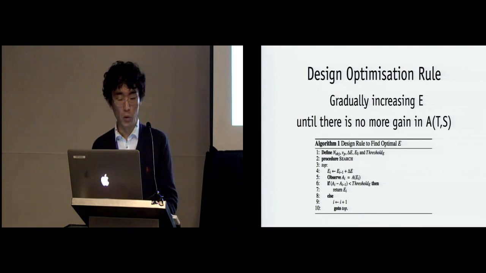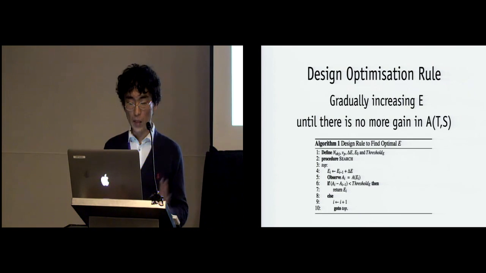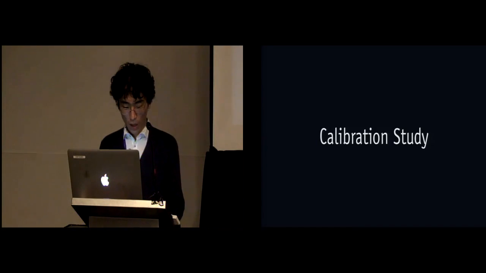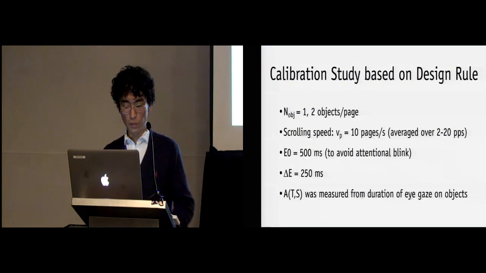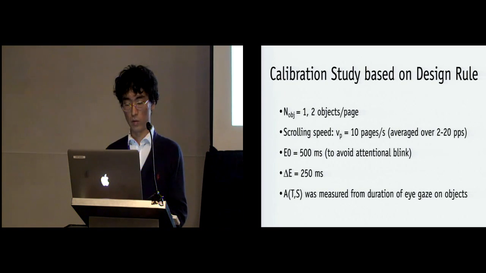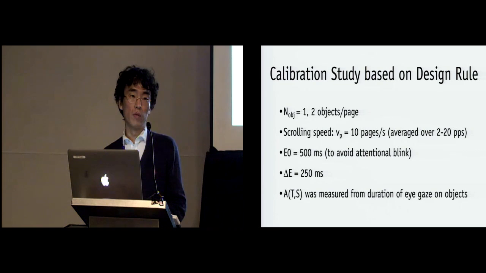And this optimization rule can be expressed as an algorithm like this. Based on this rule, we conducted a calibration study that tries to find the best exposure time of overlays. In this calibration study, the design is optimized from a user study. So we assume 1 or 2 important objects per page and 10 pages per second of scrolling speed, which is the average between our typical range of scroll. The initial value of exposure time was set as 500 milliseconds, which is to avoid the attentional blink problem.